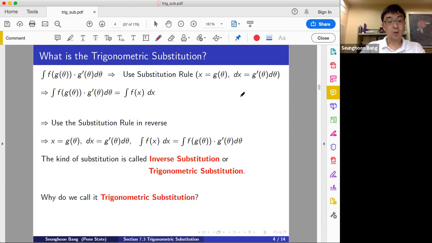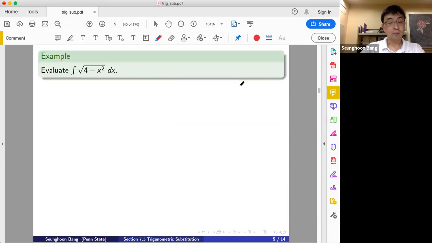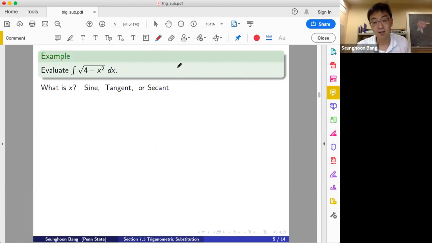Why do we call it trigonometric substitution? Because g of theta is a trigonometric function. So we can usually use the sine function, tangent function, or secant function. So what is x? Sine, tangent, secant. Which one? You can guess. What is x? Sine, tangent, secant. So yeah, sine function.